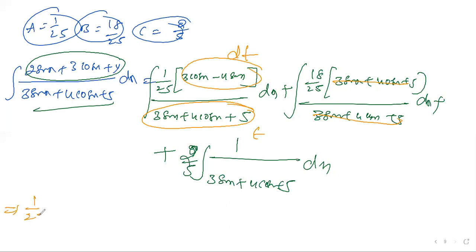1 by 25 integration of dt by t. It's log t. This is dt, dt by t, log t. I'm writing the answer directly, please. So the integration is already done. I'll open the bracket. Log of t. 1 by 25 log t. So log of t, I'm directly writing, 3 sin x plus 4 cos x plus 5. Still clear? Next, 18 by 25.